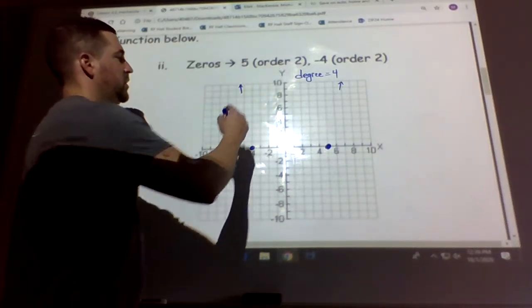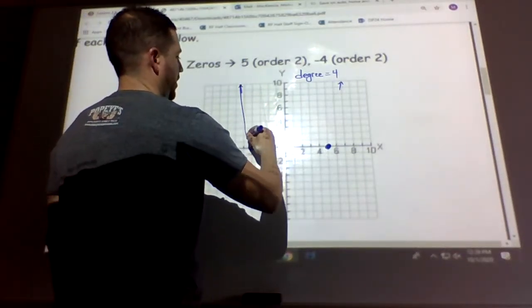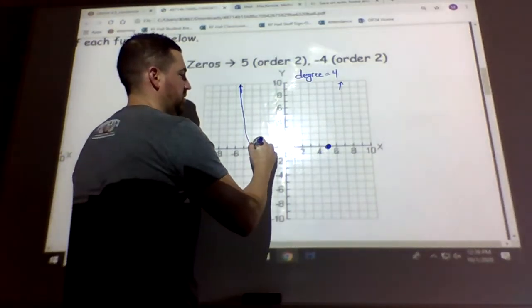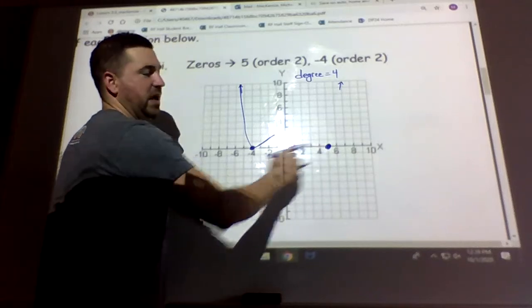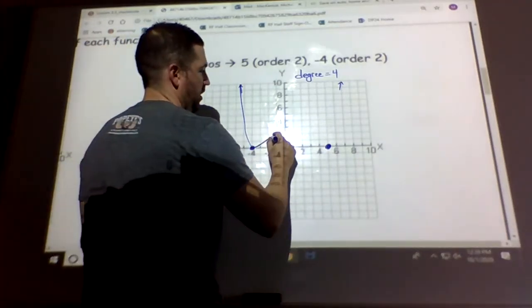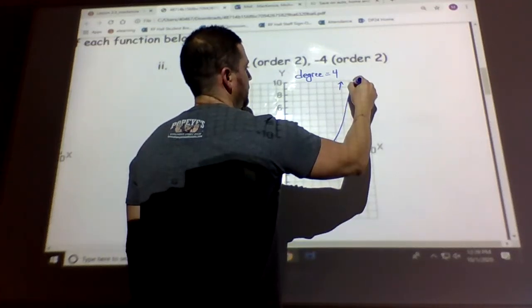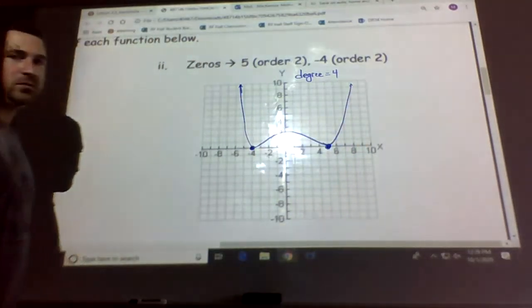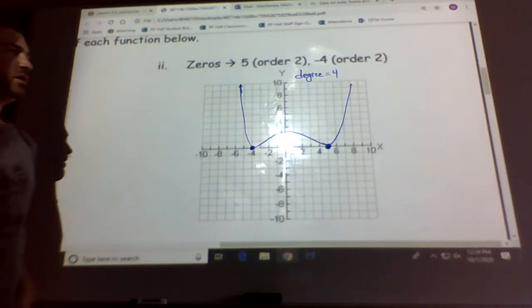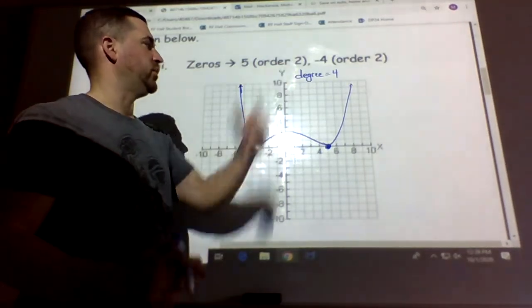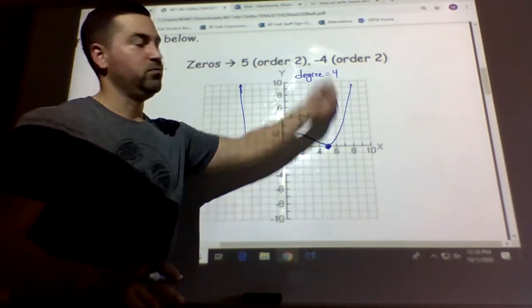So what we're doing is just connecting these dots, going with what we know about order 2. We're going to come down here, touch the x-axis, the x-intercept, and then change direction. But we know we have to touch this one as well. So we're going to come back, touch this one, and then exit. You can go as high or low as you want here. You have no idea because there's no equation. So it should look like a double.